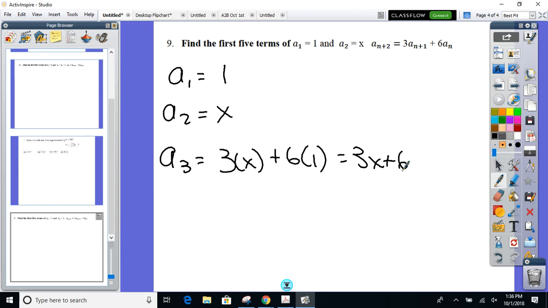Questions? Okay, now go ahead. How do you find the fourth term then? 3 times, now what's my previous? 3x plus 6. And now what's the term before that to multiply by 6? X. And you see where we're going on our way here, Kylie? Oh, good. Good question.